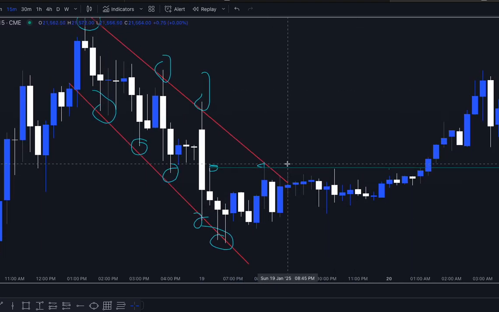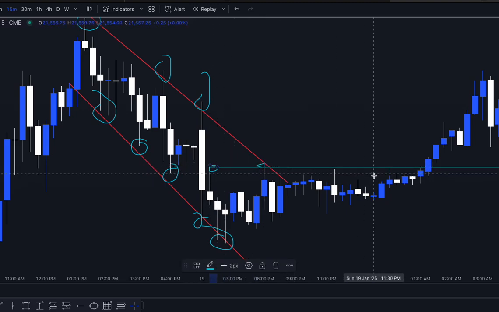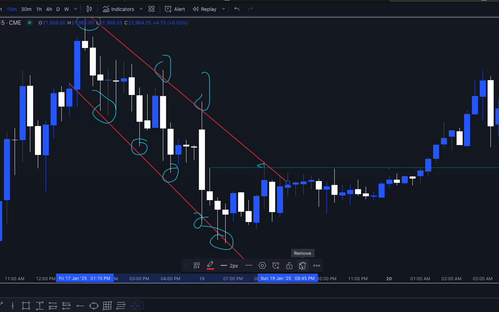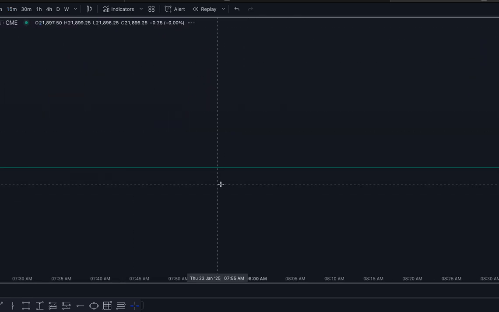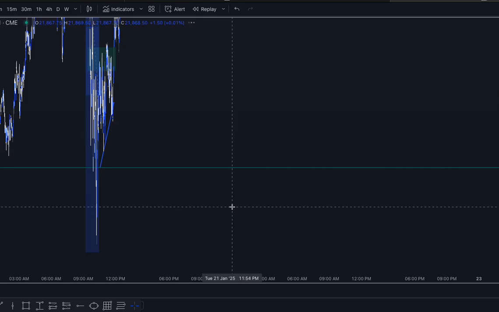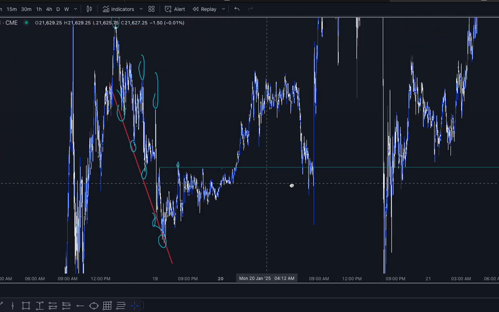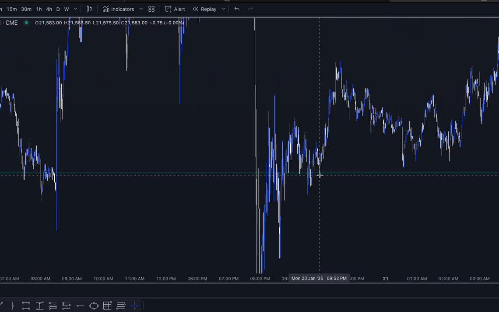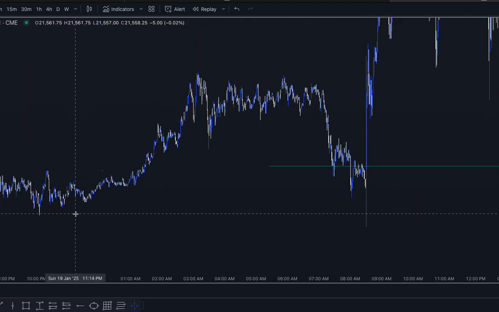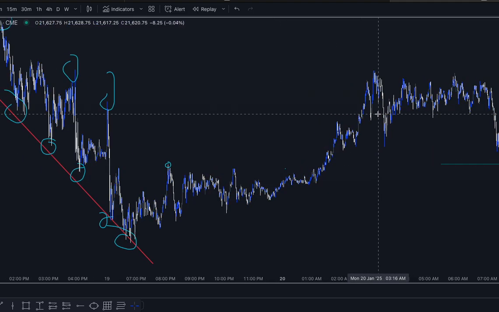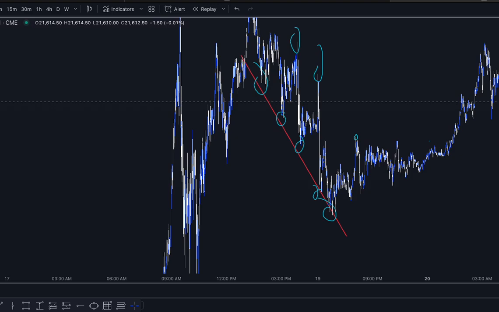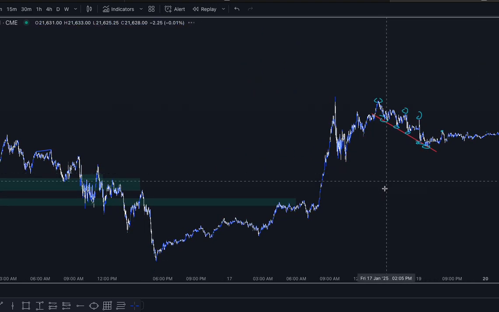If we got a 15-minute candle close above this, maybe that would be closer to a market structure shift. But you have to be careful getting faked out with these lower time frame charts. You want to align your high time frame bias with your low time frame chart to get the best entries. But you can see here, let me find another example. This one's not the greatest.